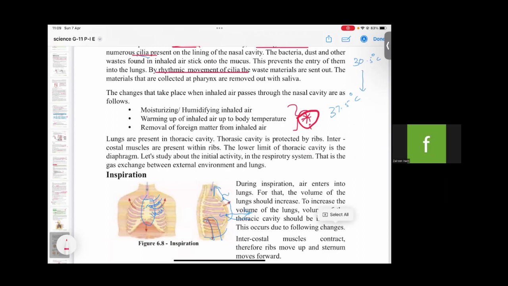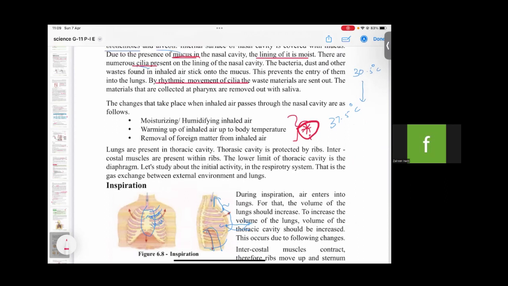Now, warming up means our environment might be 30.5 degrees Celsius, but our body is 37.5 degrees Celsius. So whenever the air is taken inside our body, it is heated up to our body temperature.